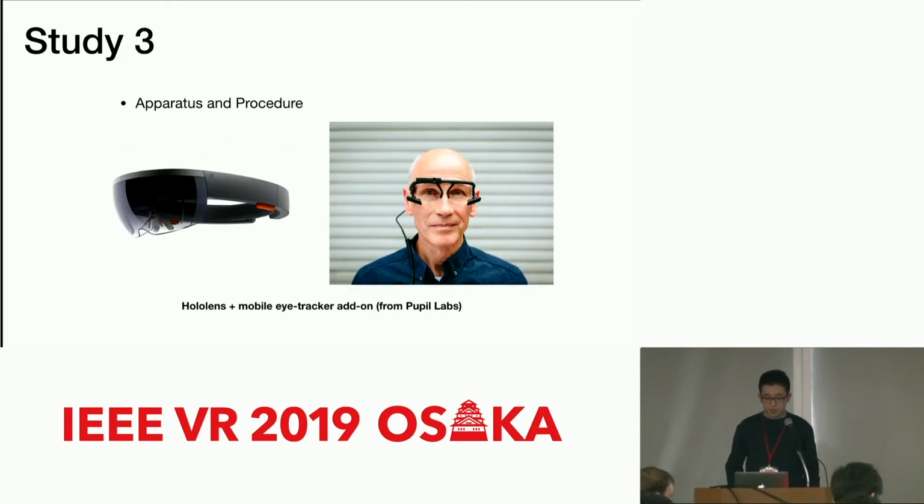The participants were asked to put on a Microsoft HoloLens, a head-mounted display with an eye tracker by Pupil Labs, to detect the user's conscious and unconscious glances toward the peripheral text.